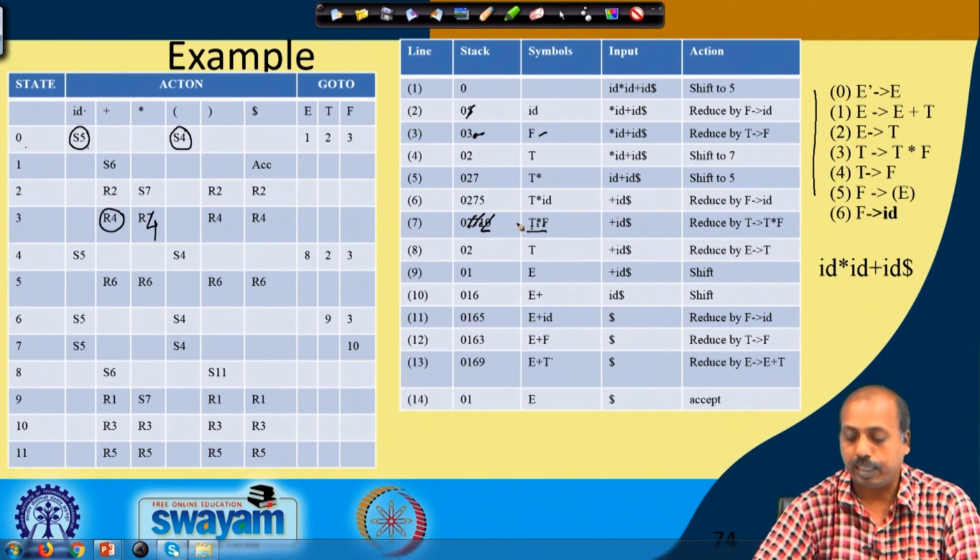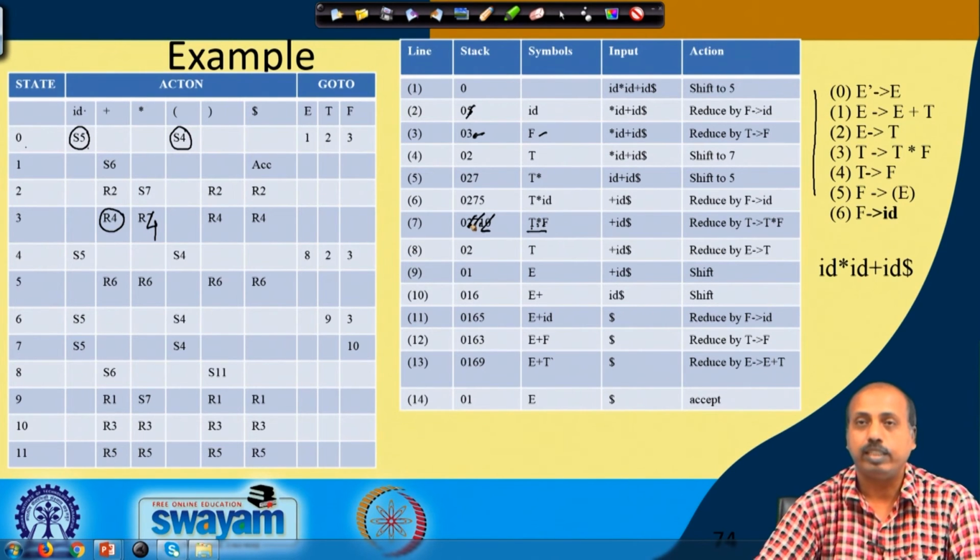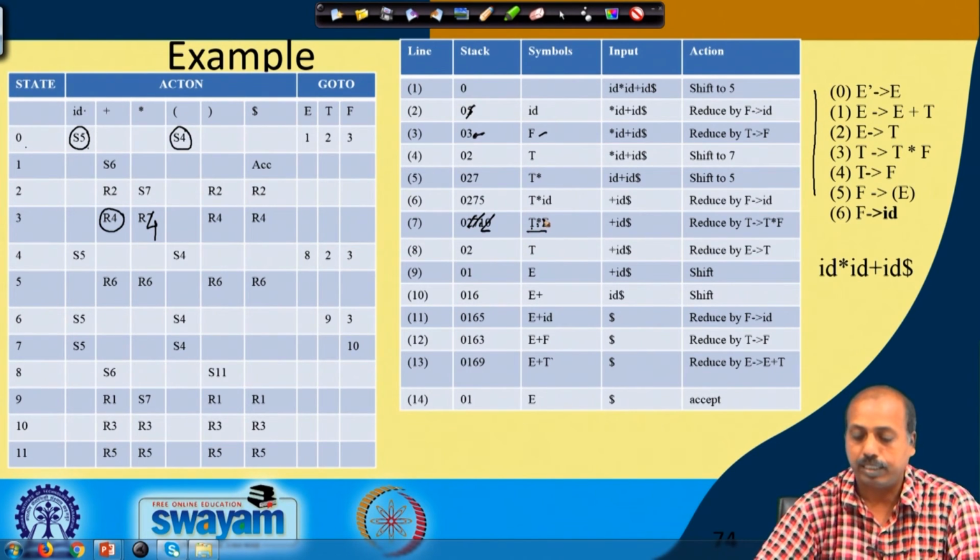Actually, the point is here I am popping out. So, here I have to replace by the right hand side, which has T star F. So, 3 symbols are to be taken from these symbols, and 3 states are also to be taken from this stack, because for each symbol there is a corresponding state. So, if I am taking out 3 symbols from here, 3 states are also to be taken out from here. So, this takes it to state 0 at the top, and from state 0 on the next input T, goto 0 T is 2. So, it goes to state 2. So, it is 0, 2 and T.